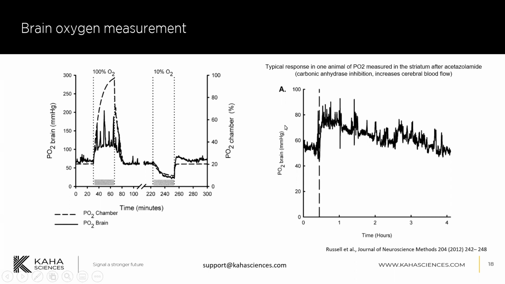But the system, or the electrodes, also measure a response to a local change in the tissue oxygen. And in this case, the brain tissue oxygen is plotted against time after an IP injection of acetazolamide, which causes a selective increase in cerebral blood flow. And so you can see that straight after the injection, cerebral tissue oxygen concentration increases because of the extra blood flow, and then it decreases over the next couple of hours.